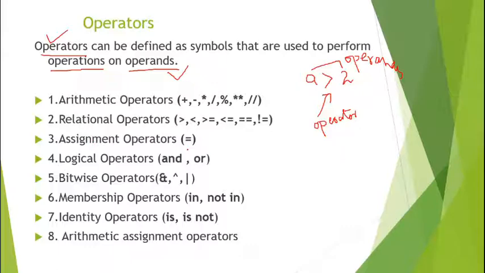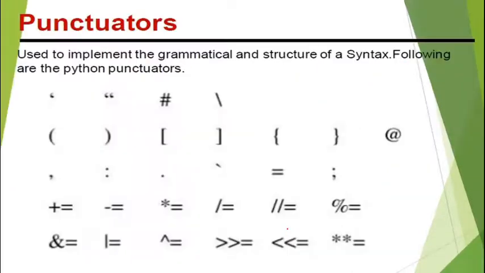Assignment operators store a value in a variable or make a variable capable of holding some value. Logical operators are used to do logical computation: and, or, not, decision type computation. Bitwise operators are some special type of operators, like caret, tilde, and the pipe symbol. Membership operators, in and not in, we will learn these things later on. If you don't know them here, you will learn them next time. Then identity operators, is and is not. Arithmetic assignment operators are there. So many operators are there.